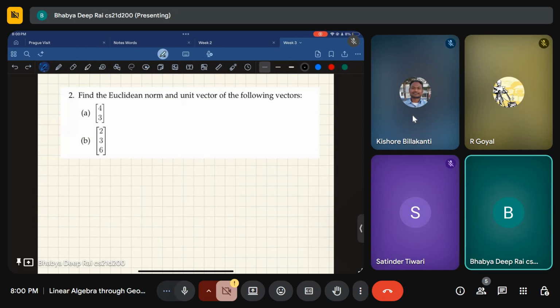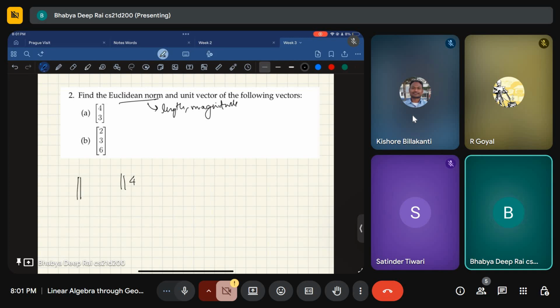Okay, I just want to do one quick thing. I just want to talk about norm. There are several kinds of norm, but what we want to talk about is the Euclidean norm. It is also called the length of the vector or the magnitude. It is independent of the direction.